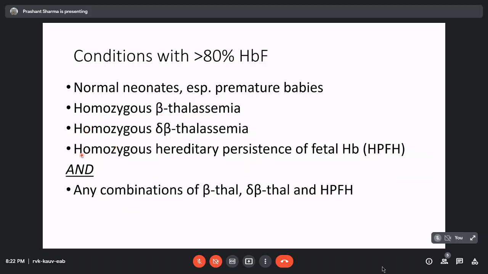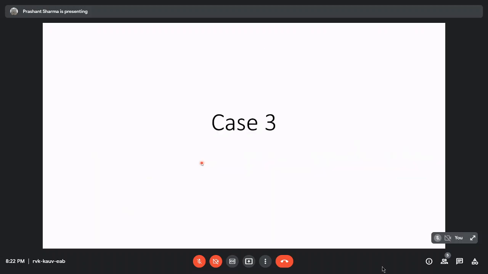We'll talk about it next time. Homozygous HPFH, again, something that will come up later, and any of the combinations of these three. So people who are double heterozygous for, say, beta thalassemia and delta beta thalassemia and HPFH, and so on.